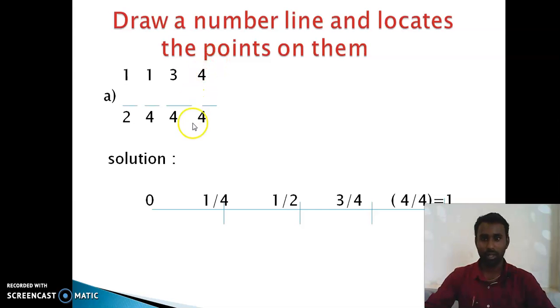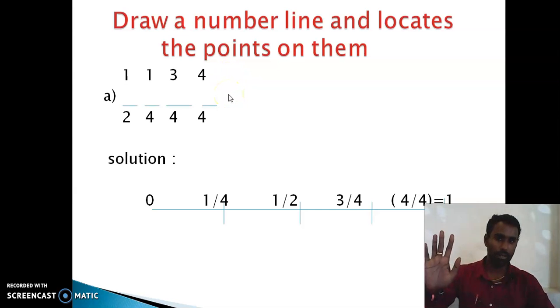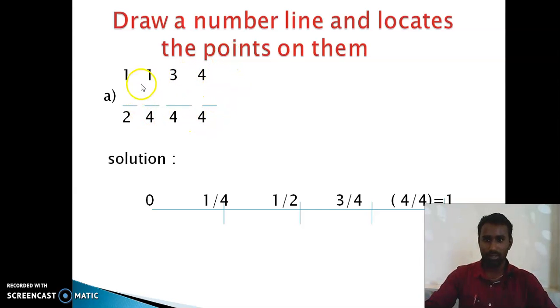So first we have to write where we should start the number and where we should end the number. For that, see the last value, 4 by 4. Approximately we can cancel it; exactly it will come 1. In some problems we can cancel it approximately. So 4 by 4 if we cancel it means 1. So these given fractions, 1 by 2, 1 by 4, will occur in between the values 0 and 1.